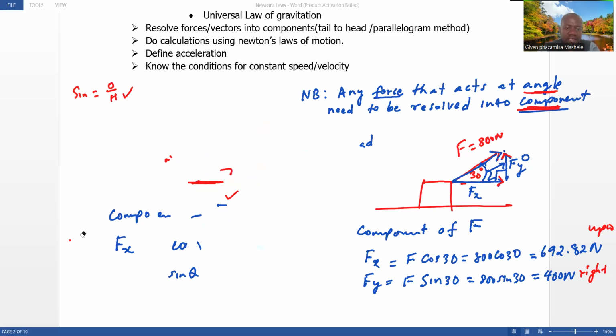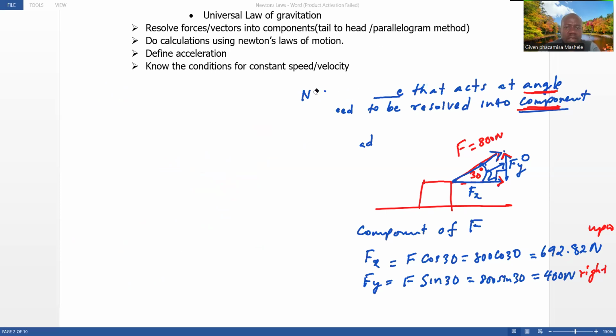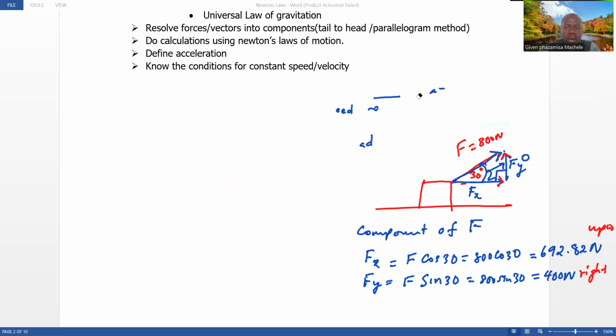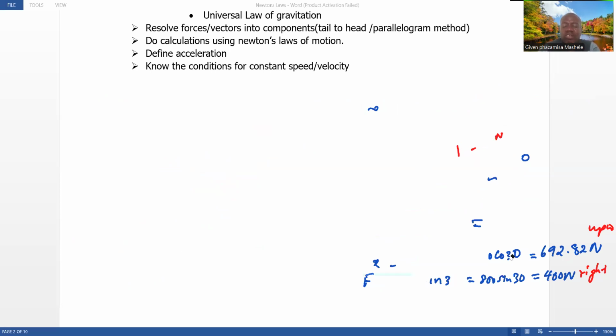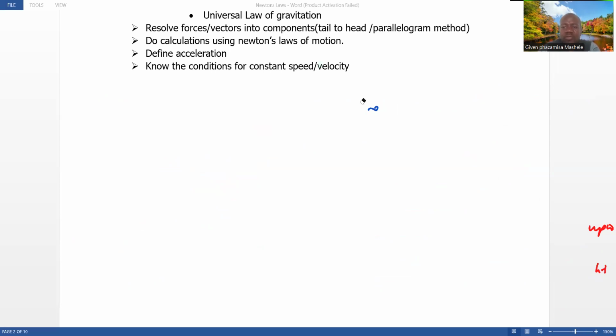Then again, since you are now able to resolve forces into components, let's continue and talk about the other aspect. One must be able to do calculations using Newton's laws of motion. In terms of using Newton's laws of motion, particularly when we are solving problems, we use Newton's second law of motion.